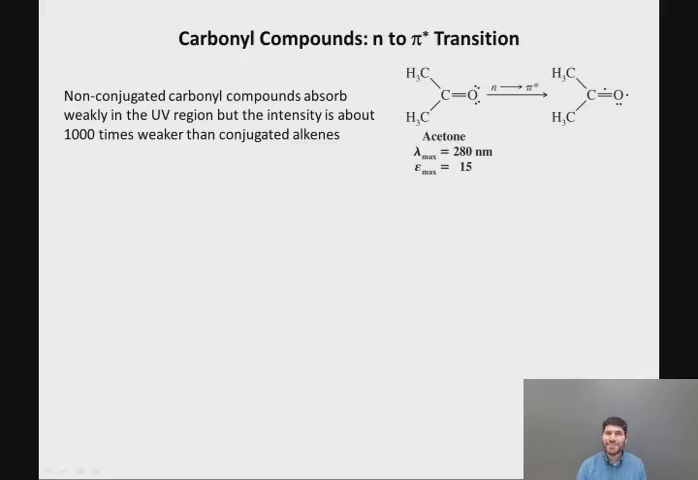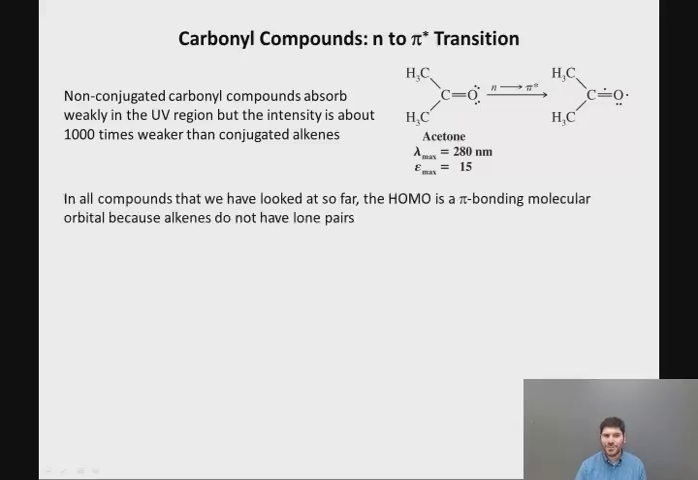And keep in mind the word weakly. The intensity of these absorbances is usually about 1,000 times weaker than that for conjugated alkenes. So acetone, for example, a common substance, will absorb very, very weakly at 280 nanometers, but its absorptivity or extinction coefficient is only 15, whereas for most conjugated alkenes, they're in the thousands. So what's going on here?